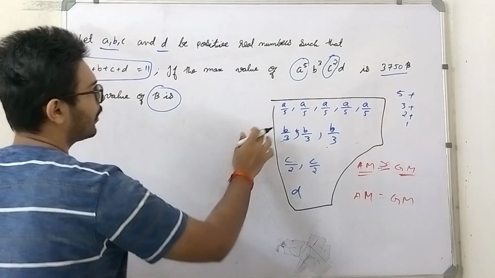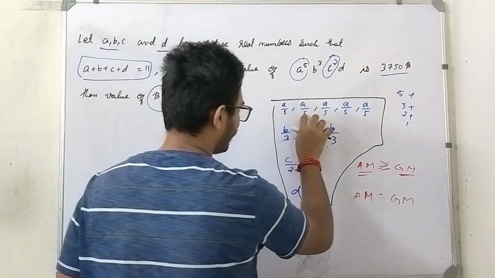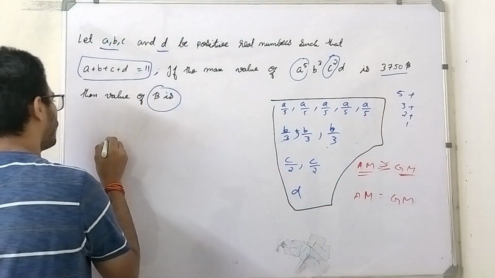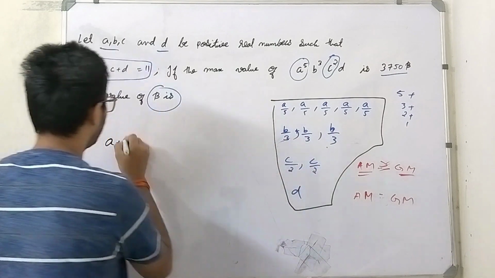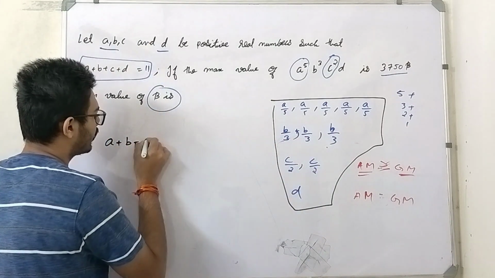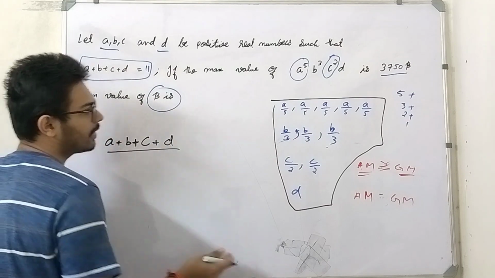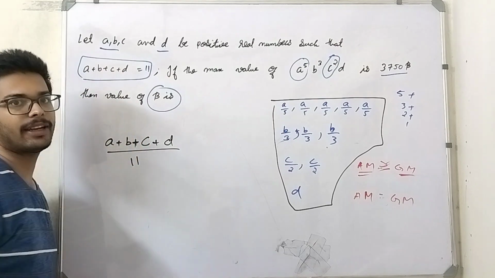How will you find the arithmetic mean of these numbers? You need to add these numbers. a by 5, 5 times, will be 5 into a by 5, so the sum will be a. b by 3, 3 times, will be b. c by 2, 2 times, will be c. And again d. We have the sum. How many numbers are here? There are a total of 11 numbers. So this is the arithmetic mean.